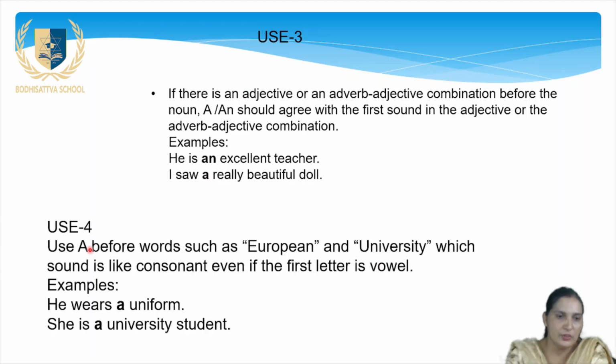Now look at use four. Use "a" before words such as European and university, which sound like a consonant here. Now look at it one more time. Use "a" before the words European and university, because these nouns start with the vowel letters E and U, but here the sound is like a consonant sound. European, "yur", so it is a consonant sound.